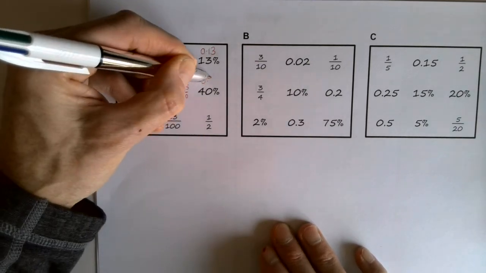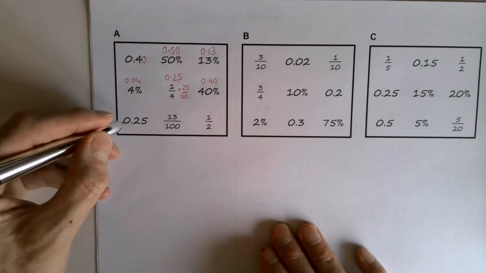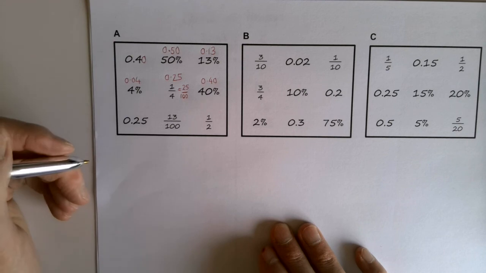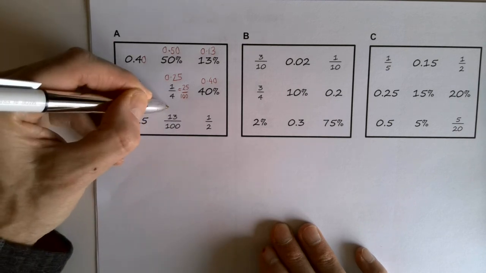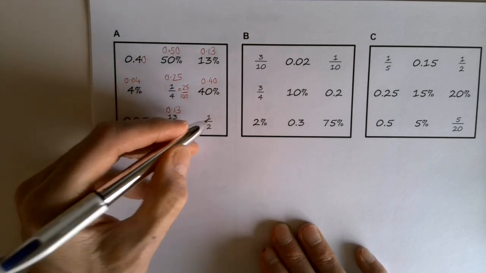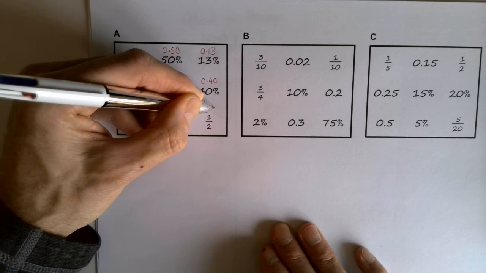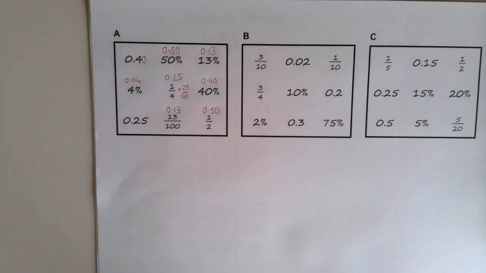40%, 0.40. 25%, sorry, 0.25 already written as a 2 decimal place decimal. That's 0.13, 13 hundredths, and a half is 0.5, isn't it? And I'm going to write it, I wouldn't normally do this, but because I'm comparing, I'm going to write it as a 2 decimal place number.